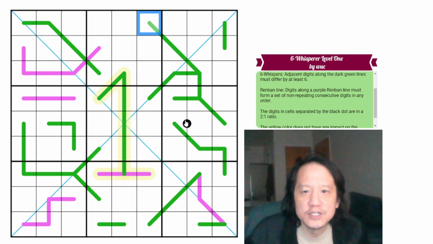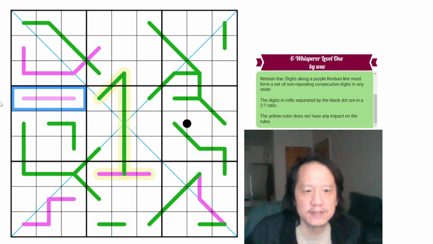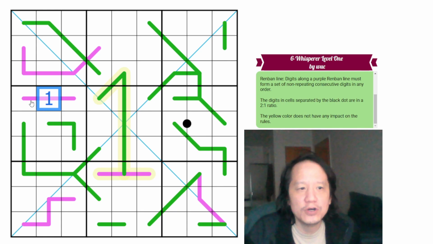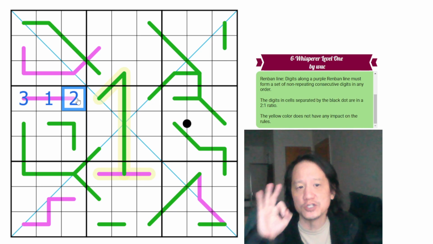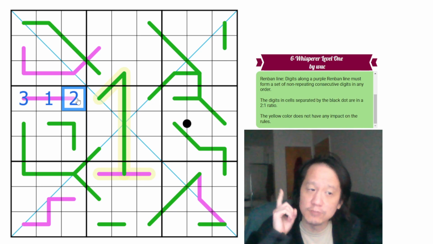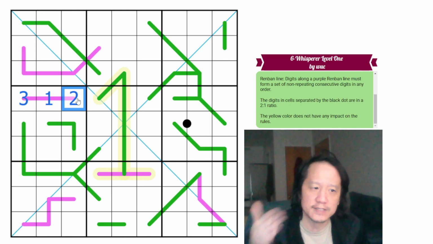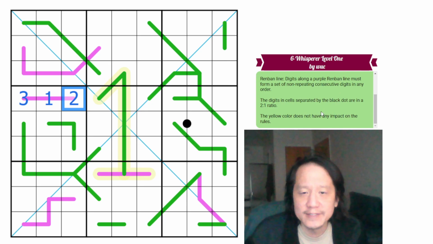Renband lines. Digits along a purple Renband line must form a set of non-repeating consecutive digits in any order. So for example, if there was a 1 on this Renband line, you would know that there's also a 2 and a 3 somewhere on this Renband line, because the only set of 3 consecutive digits, which are not repeating, that contains a 1 is 1, 2, and 3, right? 1, 2, and 4 obviously is not consecutive, and anything else would not be consecutive. So that's how Renband lines work.